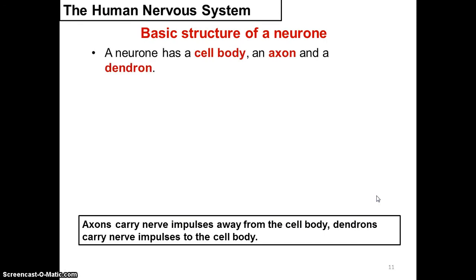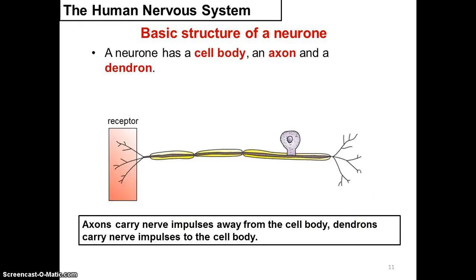What does a neuron look like? It has three parts: the cell body, the axon, which carries the nerve impulse away from the cell body, and the dendrons. Dendrons can branch out into smaller branches, which we call dendrites. The cell body consists of the nucleus that helps to coordinate the actions of the neuron.